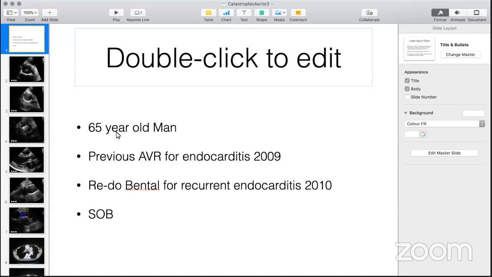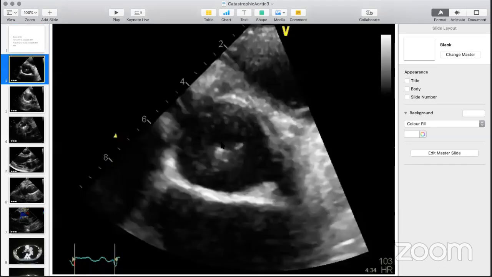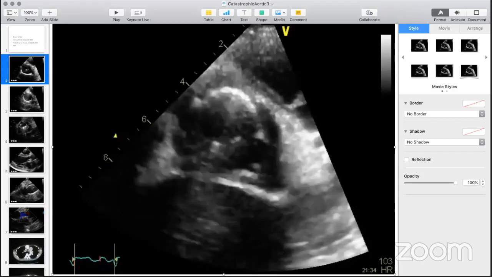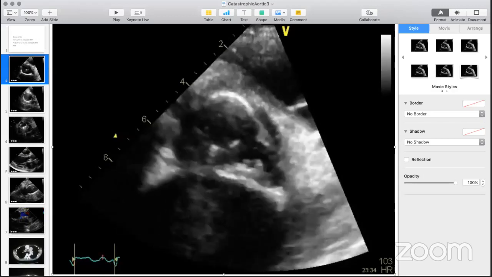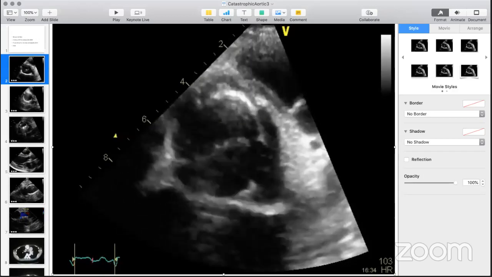So this is a 65-year-old guy. We've had one go at him for an aortic valve for endocarditis. And then he came back a year later with recurrent endocarditis, and he had a Bentall operation. And now he comes back short of breath. And this is not the sort of echo that you want to see at 8 o'clock on a Friday.